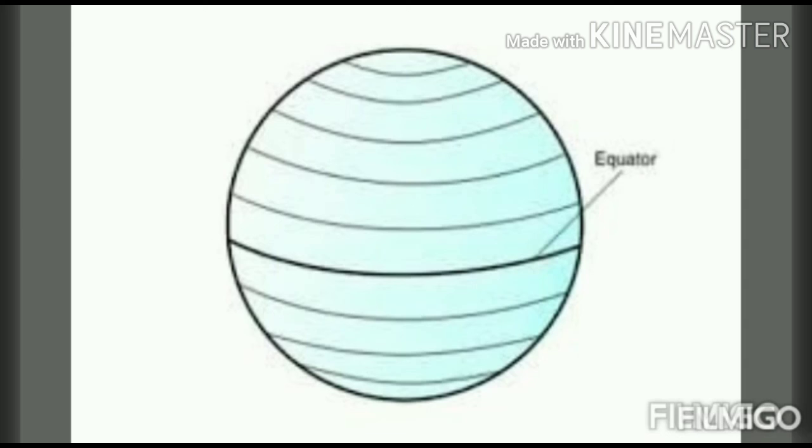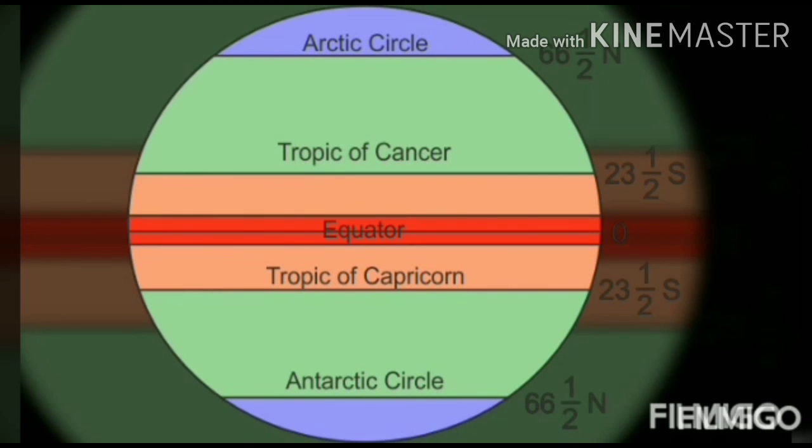Now come to some important parallels of latitude. The very first is the equator itself, which is marked as 0 degree. Next comes the Tropic of Cancer, which is in the north at 23.5 degrees. Tropic of Capricorn, that is in the south at 23.5 degrees. Arctic Circle at 66.5 degrees north, and Antarctic Circle at 66.5 degrees south.